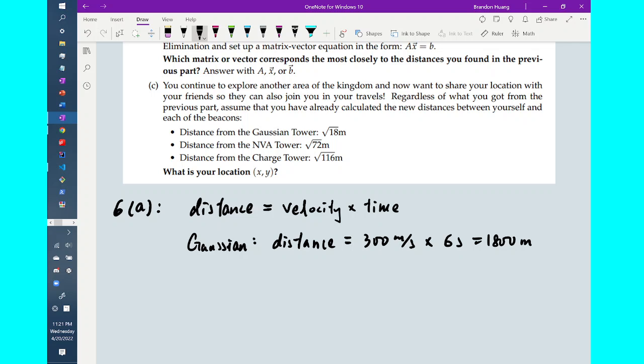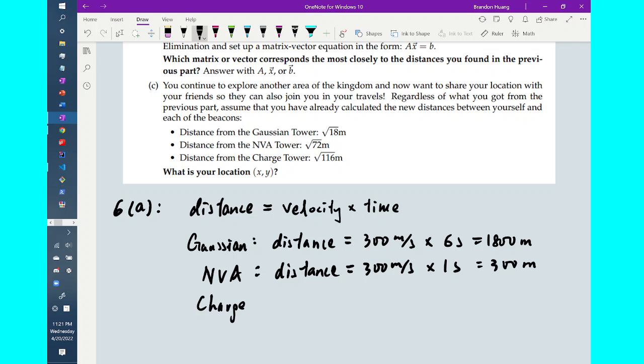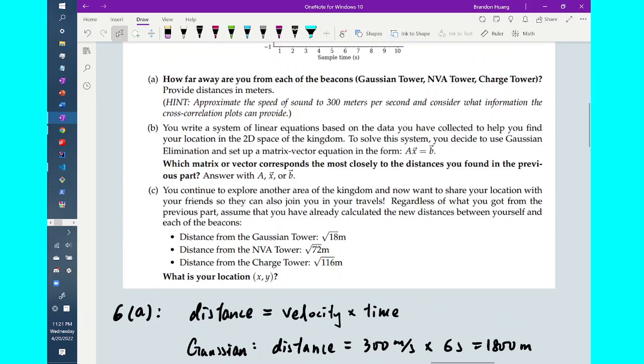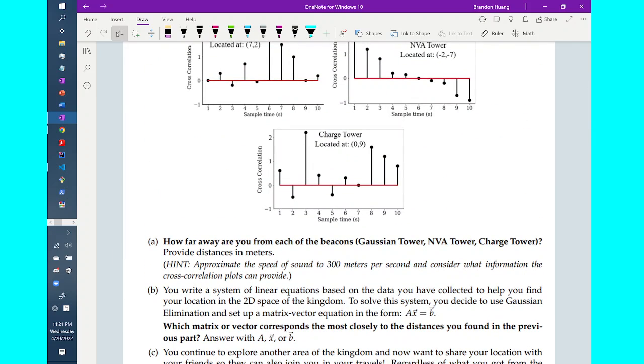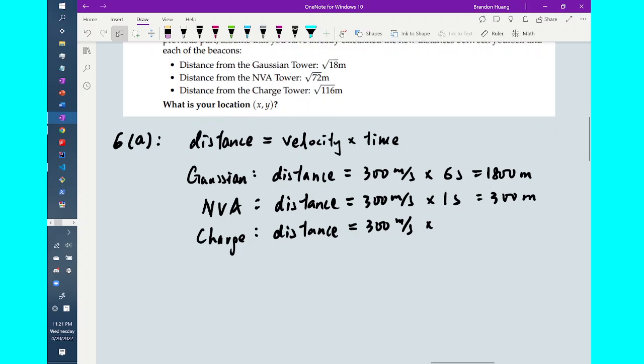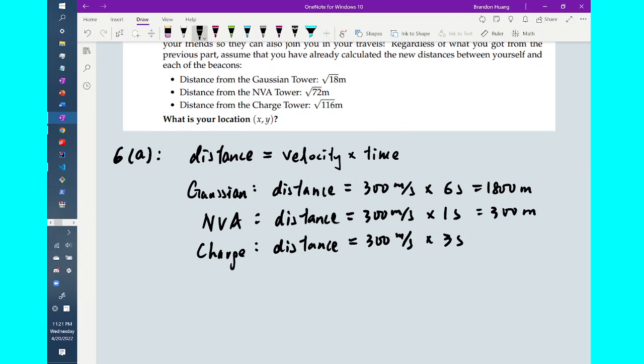Let's move on to the NVA tower and apply the same logic of arithmetic. I know that the signal from the NVA tower should arrive at approximately 1 second, so this should be 300 meters. And last but not least, we're dealing with this charge tower, which has a distance of simply velocity times time. This time I don't remember the time, so I must go back and check. I see that the peak of the cross-correlation graph is at the 3rd second. So I multiply this by 3 seconds, and I get 900 meters as my distance.